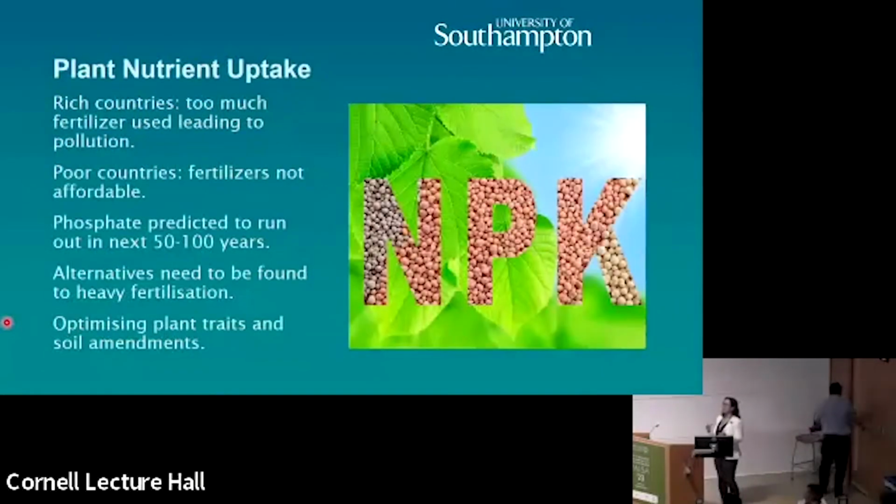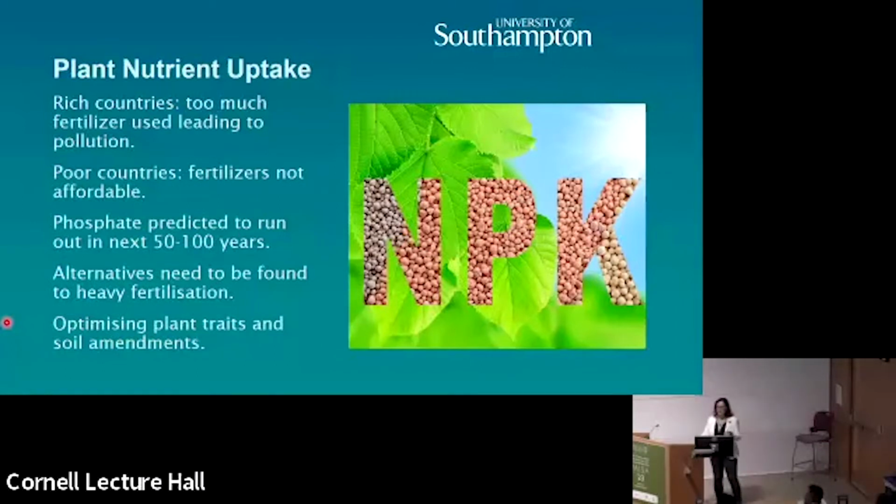So alternatives need to be found. And we do know that you can extract phosphorus from human wastewater treatment plants and things, but those fertilizers will be more expensive. So no matter what scenario we are in, we should be optimizing how we deliver and grow our crops with a more economic way of delivering phosphorus. And there are two different ways we can do this: by optimizing plant traits, by breeding, for example, or optimizing soil amendments.